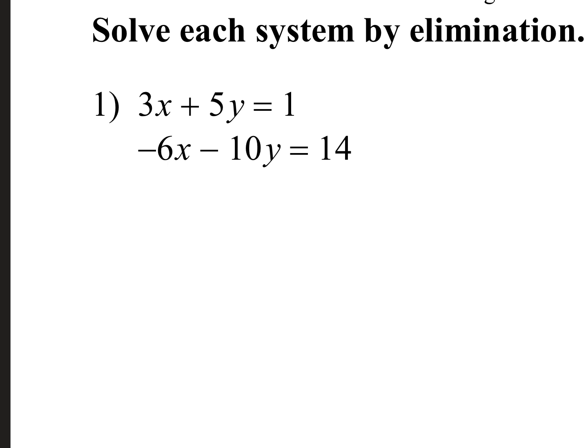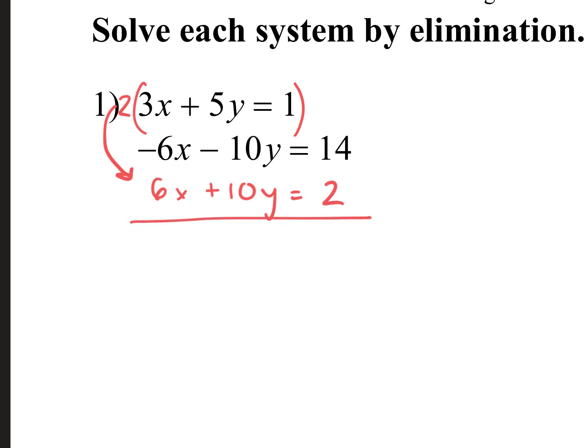Which one do you want to make the same? X's or Y's? Sure. What do we need to multiply to the X's? 2. Perfect. Because we have a -6, we also want a +6. I'm going to rewrite it right below. So this turns into 6x plus 10y is equal to 2.